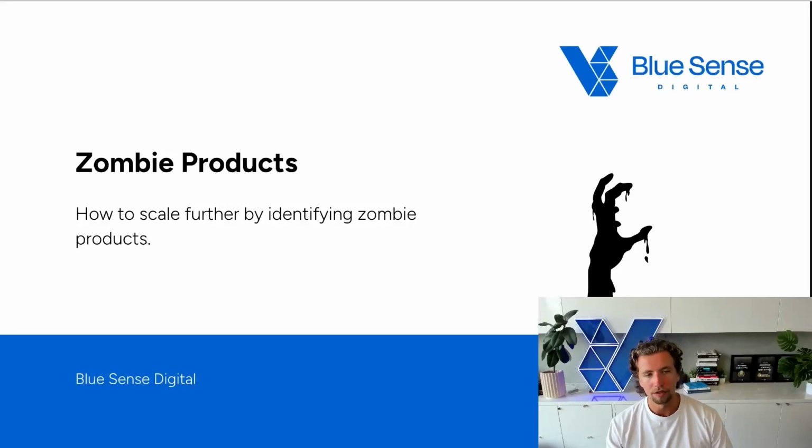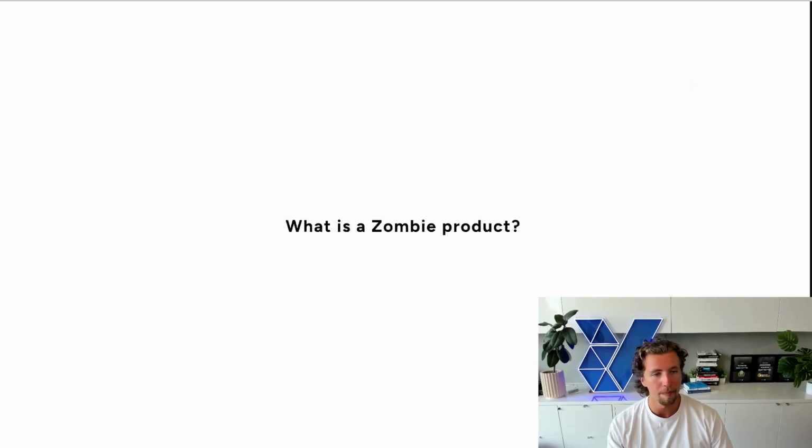In this video, I'll be touching on zombie products, particularly how to scale your shopping campaign budgets further by being able to identify zombie products and then using strategies to pull them out and allocate dedicated spend to them. Now, this applies to both standard shopping campaigns as well as Performance Max campaigns. As long as the campaign type is serving on the shopping network, this is directly relevant to you.